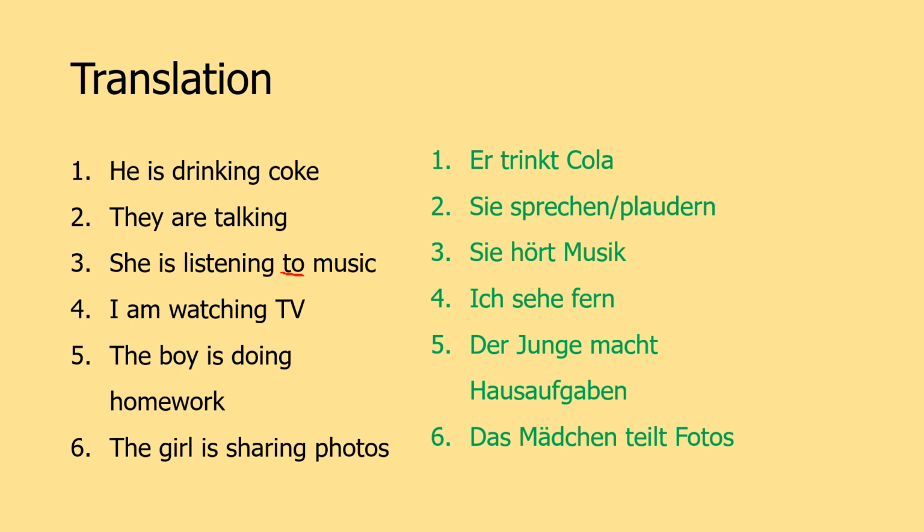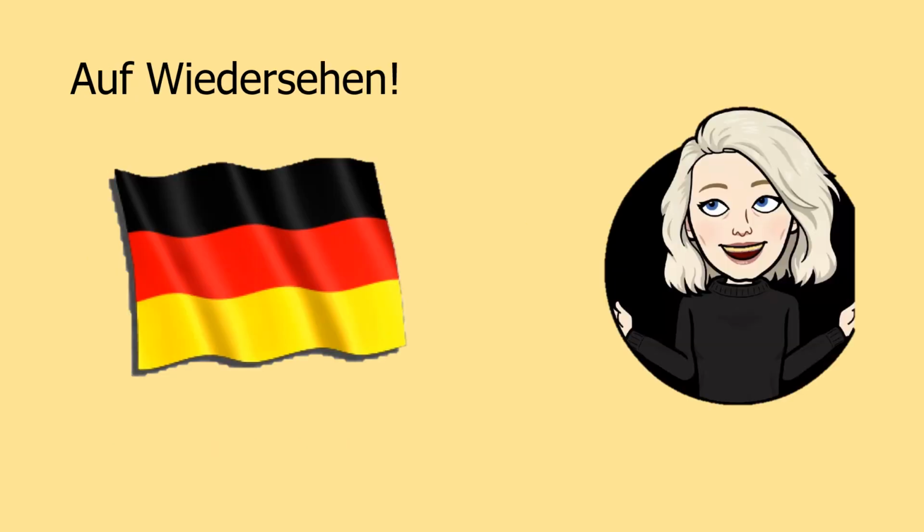The boy is doing homework. Here we have to recognize that is doing homework in German is translated with macht. Ooh, a bit wonky again. So we don't use the word doing as such. It's kind of like saying he makes his homework. And then the last one, the girl is sharing photos. Das Mädchen teilt Fotos. Okay, so hopefully this has helped you work your way through the present tense.